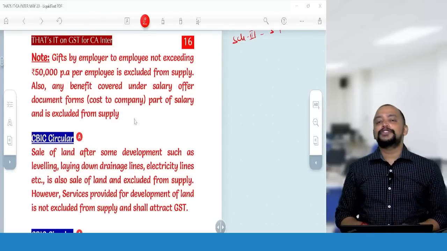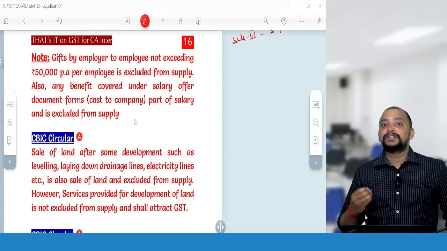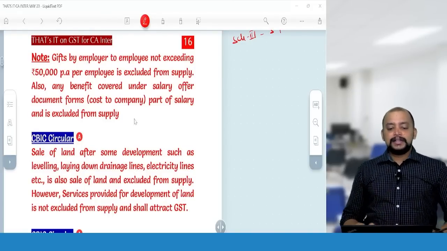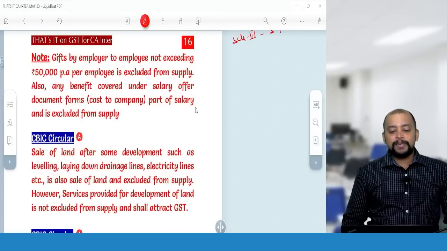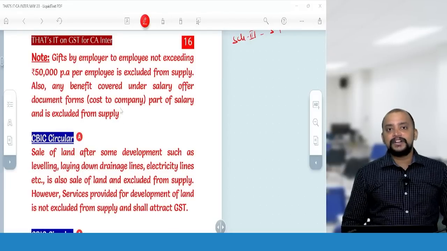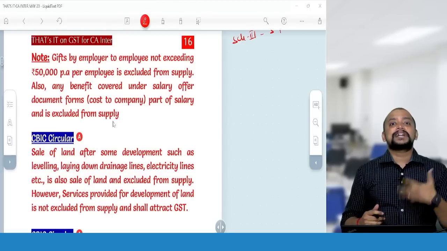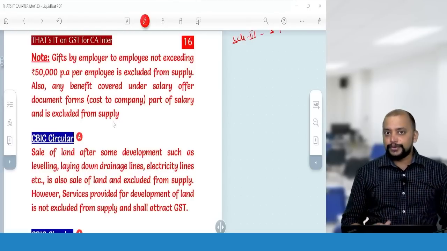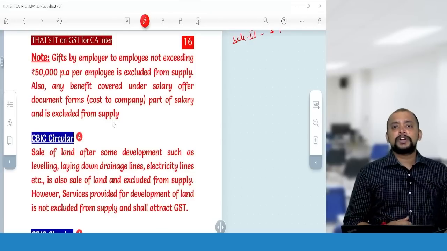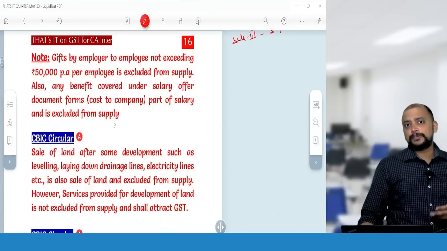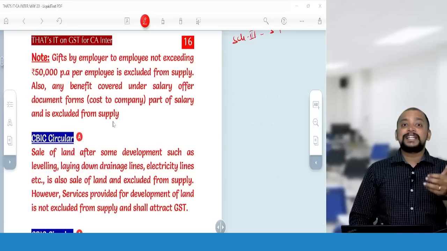One more point we need to understand here is what if it is a perquisite, that is, any benefit covered under the salary offer document which forms part of salary, and is excluded from supply. Therefore, supply by employer to employee without consideration should be divided into two. Is it a perquisite or is it a gift? If it is a perquisite, what does that mean? In case of perquisites, there is no obligation, and it will be clearly specified.